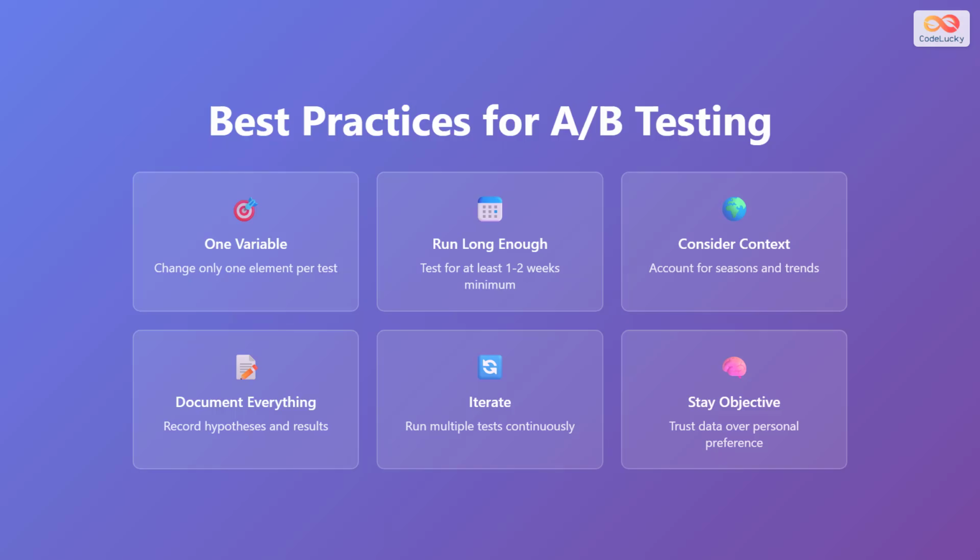Some platforms have built-in testing tools. YouTube has features for testing thumbnails. Google Ads has A/B testing built right in. Email services like ConvertKit and MailChimp have testing features. The method matters less than actually testing. Pick whichever is easiest for your platform.